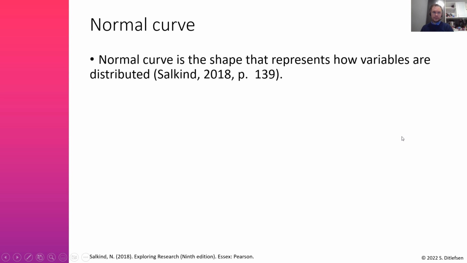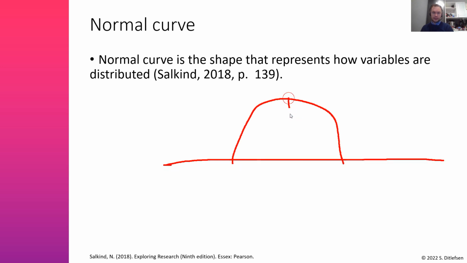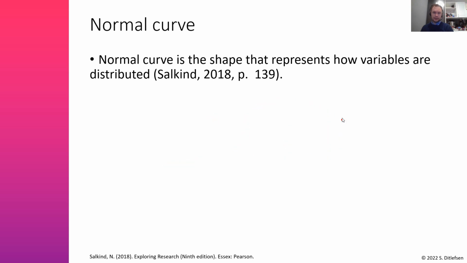Okay, normal curve. A normal curve is the shape that represents how variables are distributed. A normal curve looks like this, where most of the numbers are here in the middle, and you have some numbers here and some numbers here. The ones here are the lowest scores, and the ones on the upper end are the highest scores, but most will be in the middle.